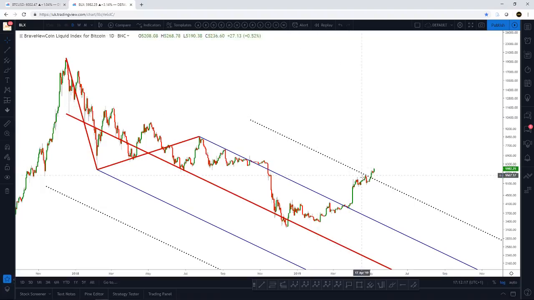Now, in the past, no matter how many waves down Bitcoin has had, it's always respected the pitchfork. And so the break of this pitchfork for me is very, very significant and tells me that the bears are losing control of this market. So my long-term frame count was as a WXY. So this was W, X was this descending triangle. So that's A, B, C, D, and E. Then we had three waves down to make our Y wave.